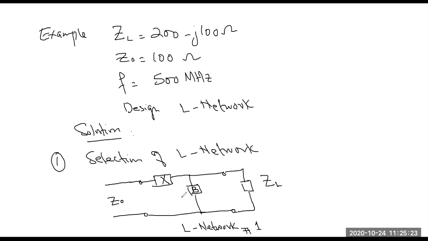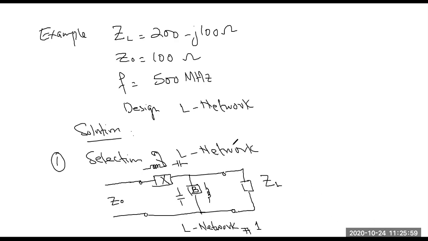So the possibilities are that X can be an inductor or a capacitor. Similarly, B can be an inductor or a capacitor. This is something that we will find in the next step with the help of the Smith chart. Once we know the B and X values, it will be easier for us to conclude whether there is a capacitor or an inductor over here.